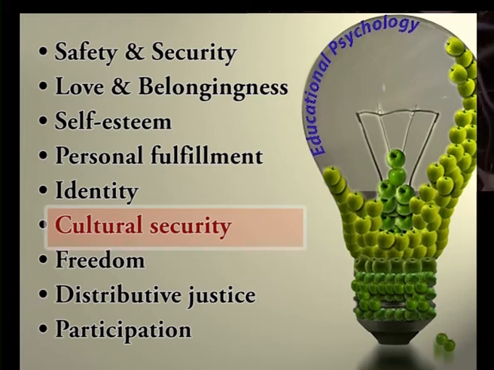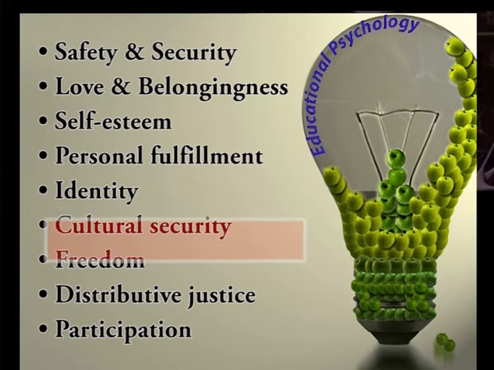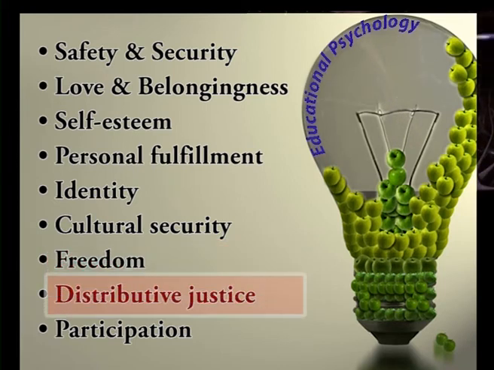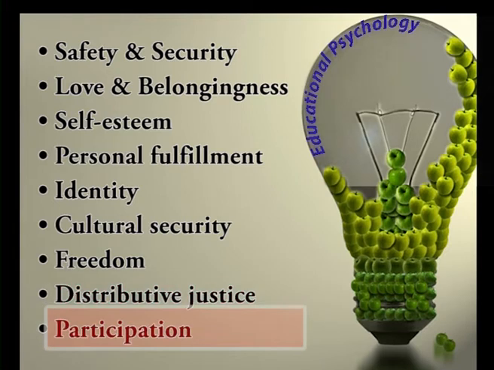Cultural security is related to identity, the need for recognition of one's language, tradition, religion, cultural values, ideas, and concepts. Freedom is the condition of having no physical, political, or civil restraints, having the capacity to exercise choice in all aspects of one's life. Distributive justice is the need for the fair allocation of resources among all members of a community. Participation is the need to be able to actively partake and influence civil society.